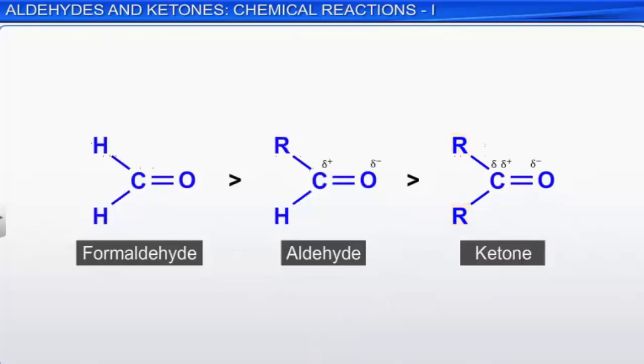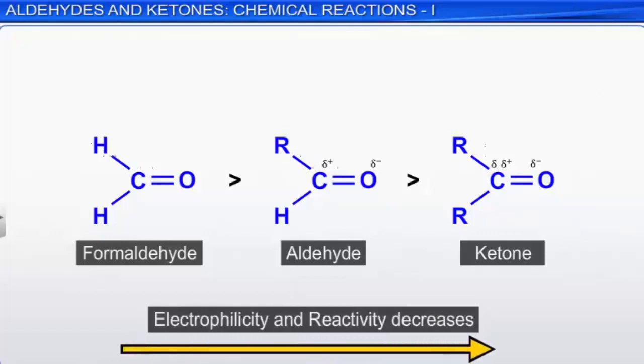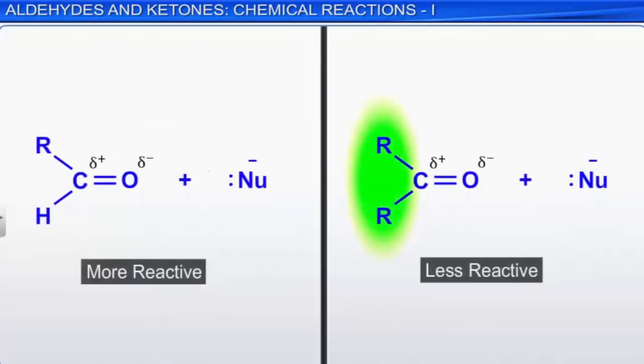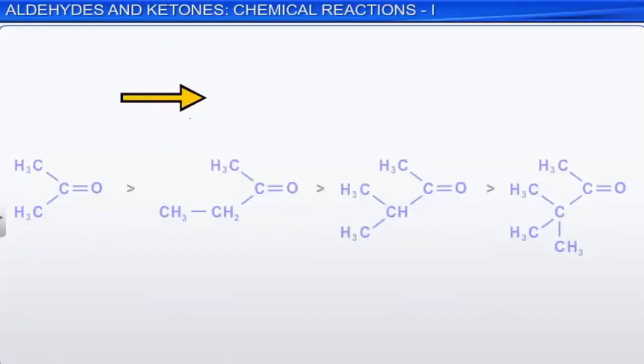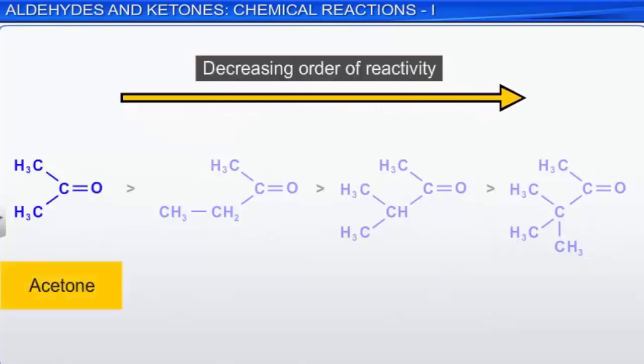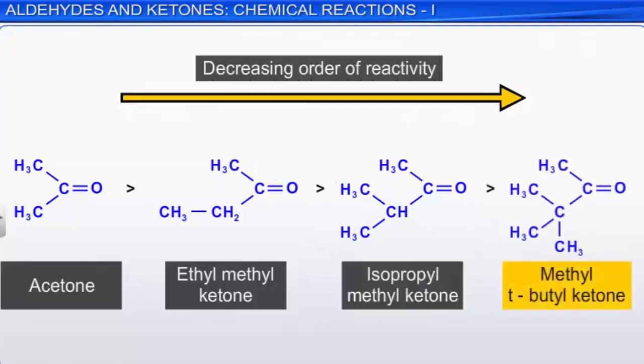Electronically, alkyl groups are electron-releasing groups that release electrons and stabilize the carbonyl carbon by reducing the magnitude of positive charge on it. Hence, the electrophilicity on the carbonyl carbon, and therefore the reactivity, decreases with an increase in the number of alkyl groups. Sterically, the presence of bulkier alkyl groups in ketones hinders the approach of the nucleophile towards the carbonyl carbon. Hence, the bulkier the alkyl group, the lesser is the reactivity. Therefore, the decreasing order of the reactivity of ketones is: acetone is more reactive than ethyl methyl ketone, which is more reactive than isopropyl methyl ketone, and methyl tertiary butyl ketone.